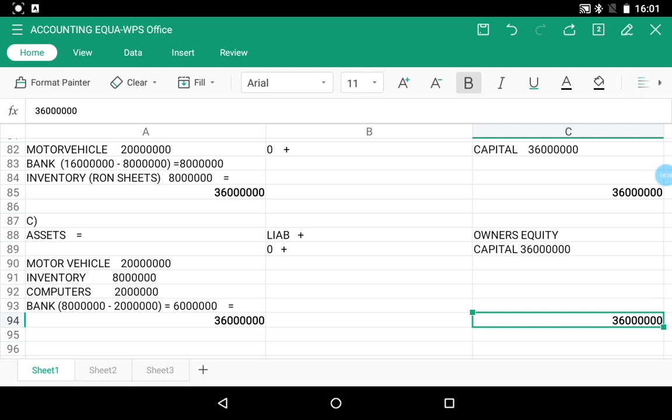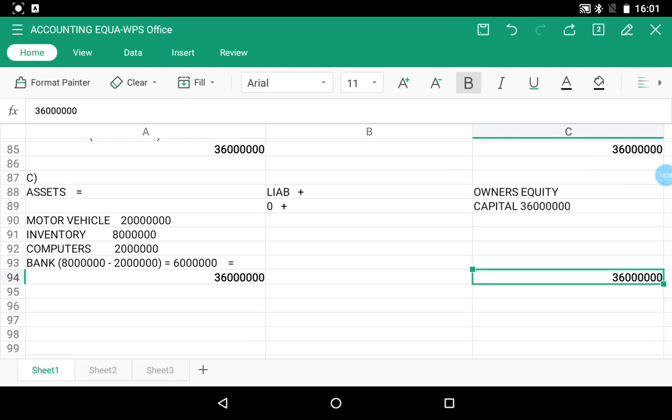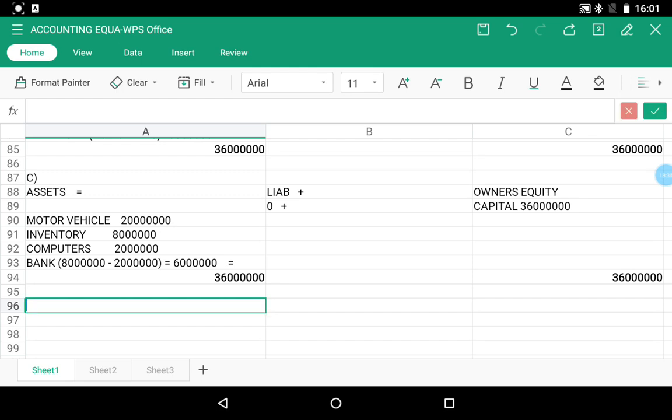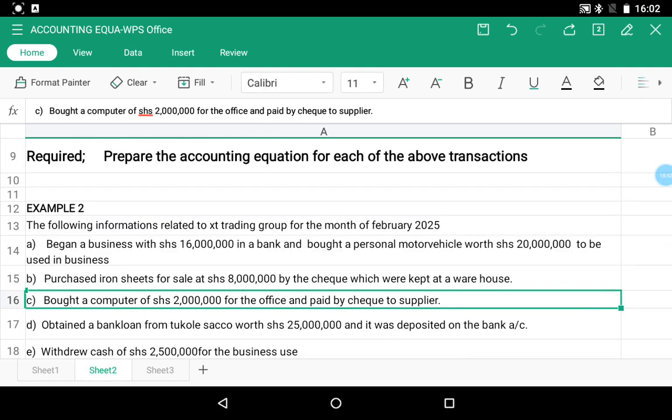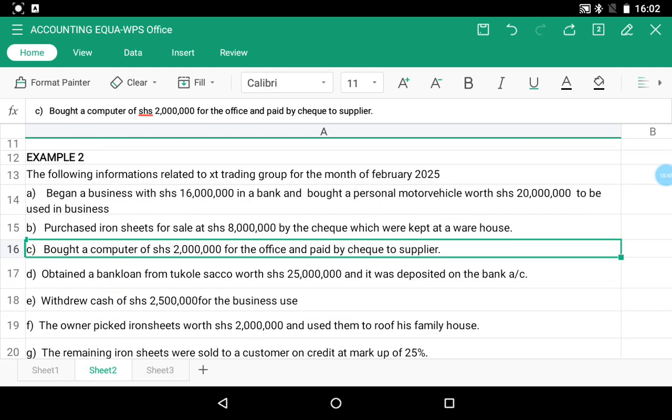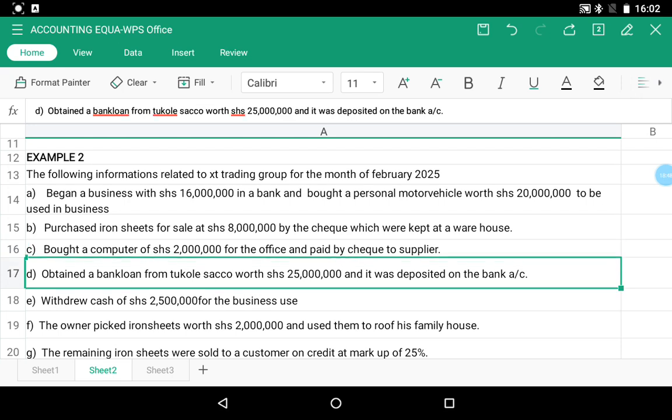Now let's continue. We are going to part D. So here we are under part D. But also, of course, remember, even before going to read the question, okay, let's first go and read the question. When you check part D, they said obtain a bank loan from Tukwale Sacco worth shillings 25 million, and it was deposited on bank account.